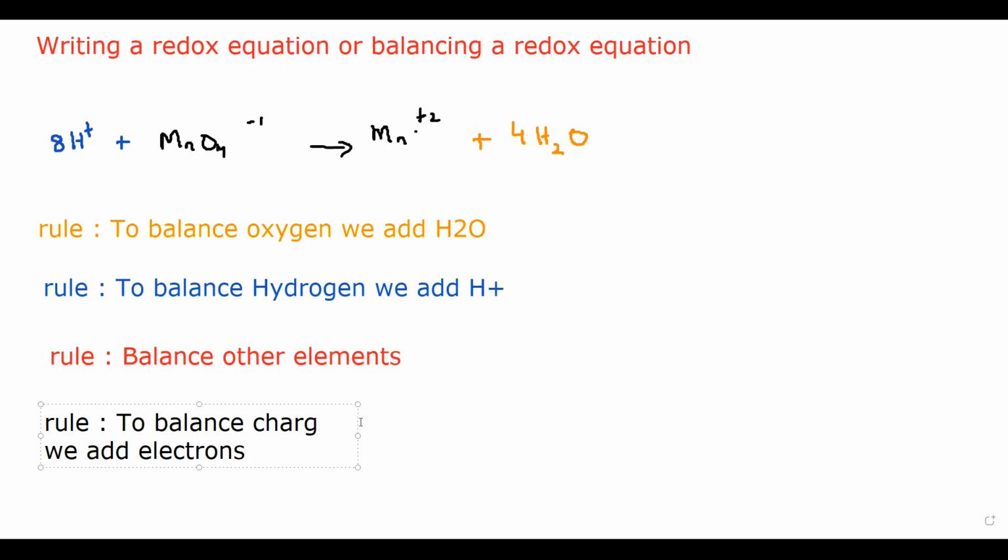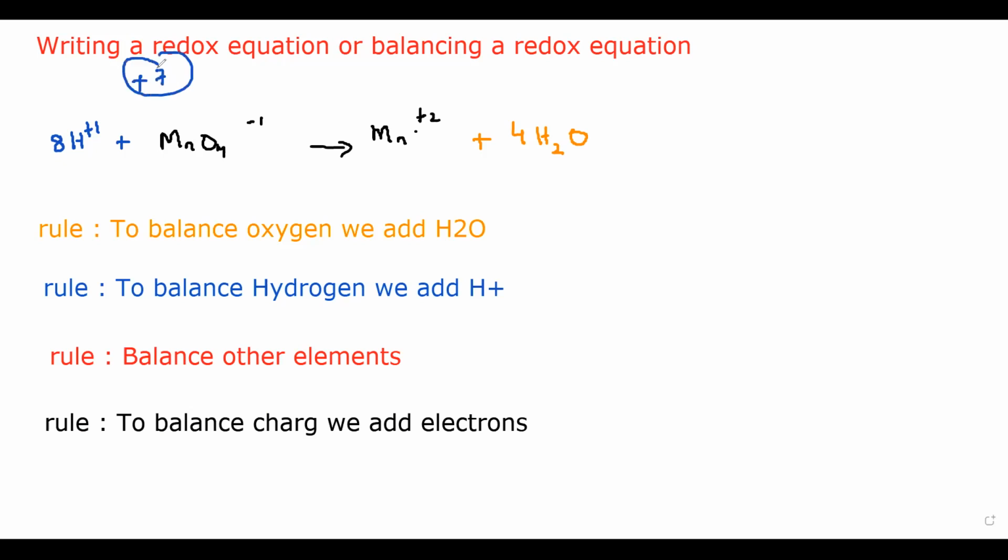Electrons are negatively charged, so we'll add an electron to the side where we have the greater charge. What is the total charge on the left hand side? This is plus 8 because 8 multiplied by plus 1, and this whole molecule is minus 1, so the total charge on the left hand side is plus 7. What is the total charge on the right hand side? Water is neutral, so this is plus 2.